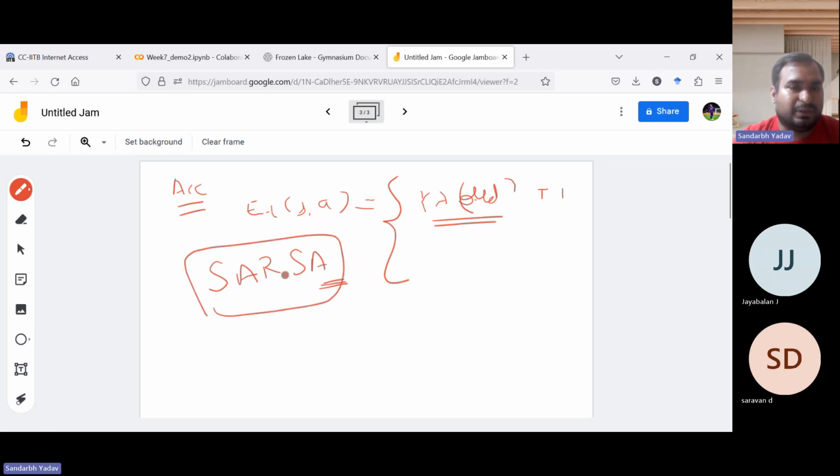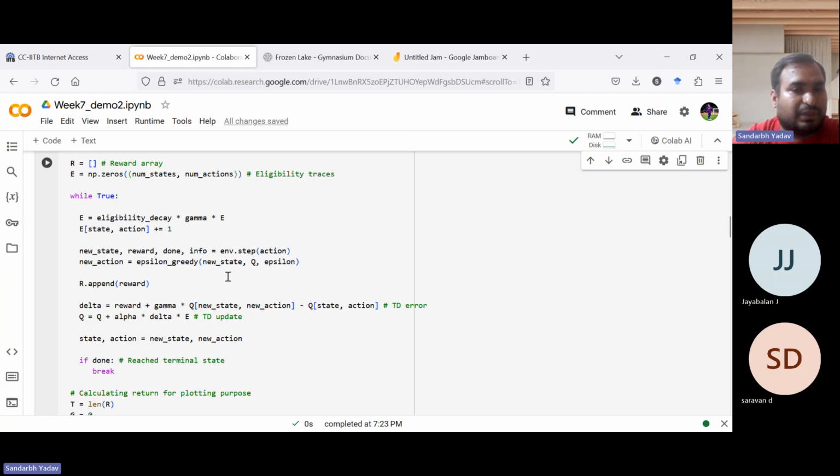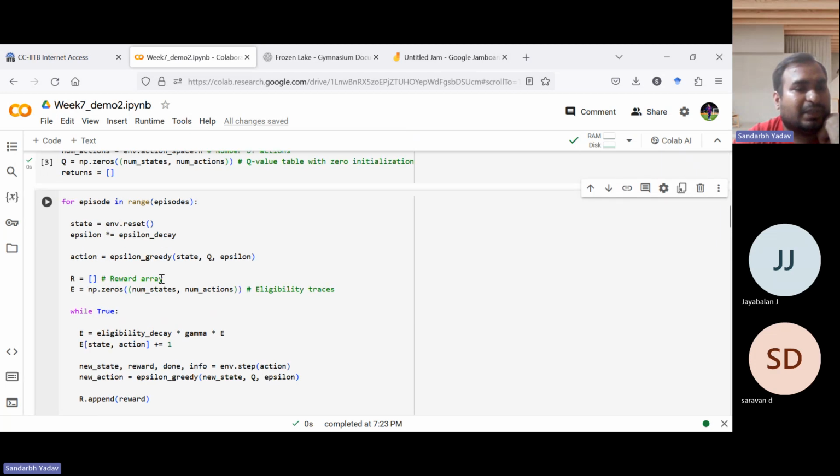So state, action, reward, this we already have. We got the next state, but we also need this next action. This is the essence of SARSA. That's why we are using this next action also. This will be used in the calculation, and we are simply appending the reward in this reward array.